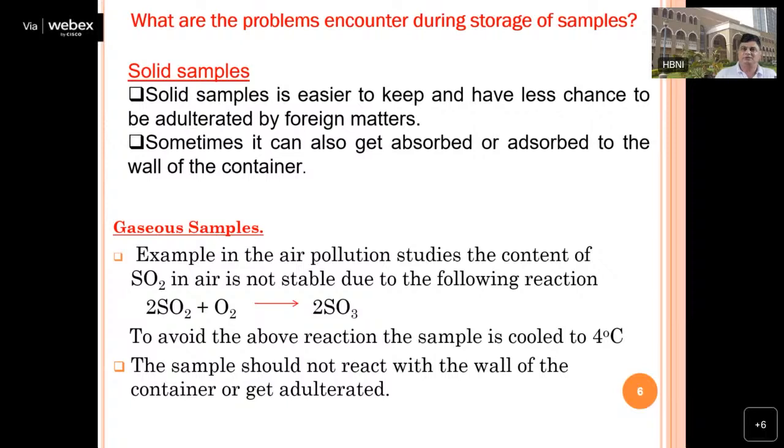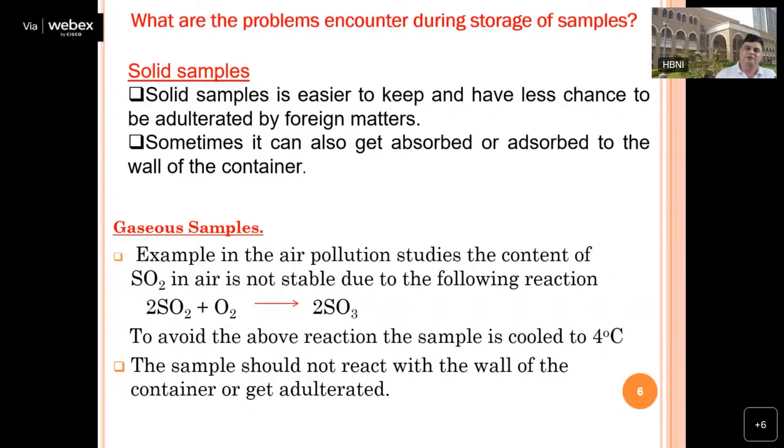Then solid samples. A solid sample may look easier to keep, but it has a large chance of being adulterated by foreign matter. And sometimes again, your element of interest, the analyte, will get absorbed or adsorbed on the walls of the containers. Whereas in case of gaseous samples, for example, the example I had given you, sulfur dioxide. Suppose you want to analyze sulfur dioxide in the air. Since sulfur dioxide in the air is not stable because of the reaction with atmospheric oxygen, how do you avoid it?